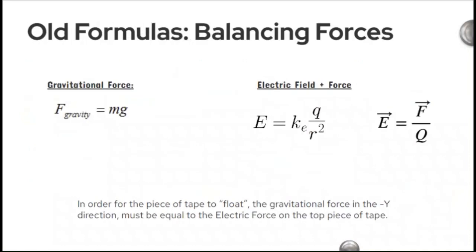So to quickly talk about the old formulas used in lab one, we have gravitational force, which again is mg. In this case, we're going to be doing negative mg as it's going to be pointing down, pulling that piece of tape down. And for electric field and force, things that we're already very aware of in this class.